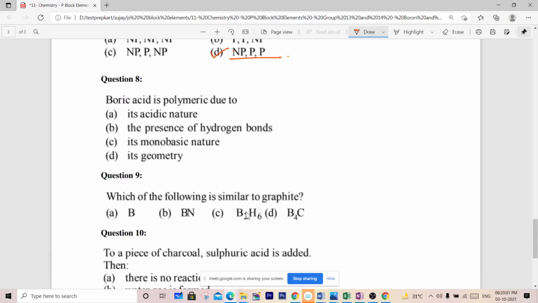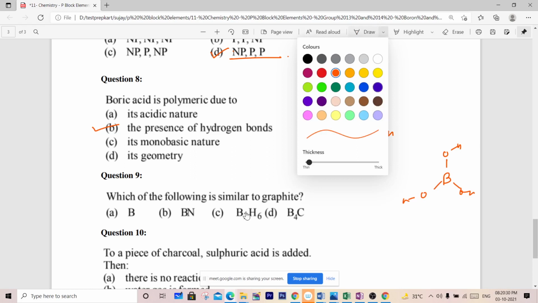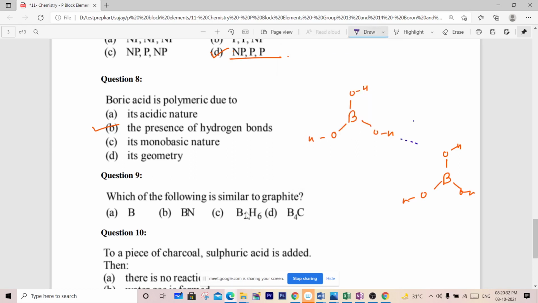Boric acid is polymeric. Polymeric means many molecules are joined together because they can make hydrogen bonding. Like this, this is a boric acid: B, OH, OH, OH. Similarly, if I make one more molecule of the boric acid here, it will make bonding like this. This is a hydrogen bonding.